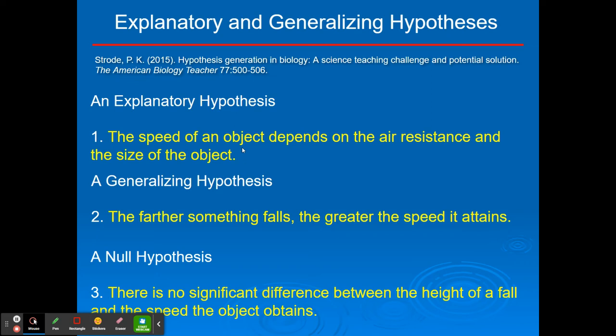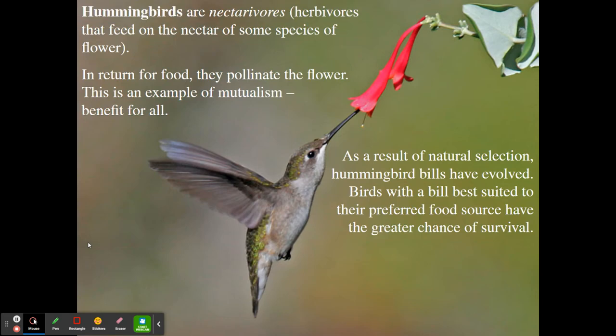A null hypothesis seems to contradict both of these things. So it is saying there is no significant difference between the height of the fall and the speed the object attains. What this means is that having a null hypothesis, we can always prove this right or we can prove it wrong. And the reason why we are using a statement like this is because it's easy mathematically for us to figure out a null hypothesis.